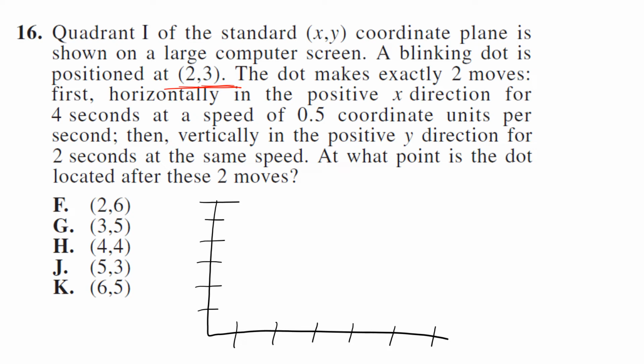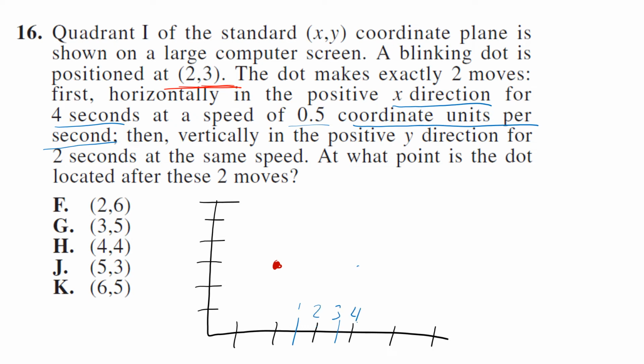So we're going to just draw a coordinate plane, and we're going to put the dot at 2, 3, which is right here. The dot makes exactly 2 moves. First, horizontally in the x direction for 4 seconds at a speed of 0.5 coordinate units per second. So it means it moves half a unit, then half a unit, another. 1 second, 2 seconds, 3 seconds, 4 seconds.